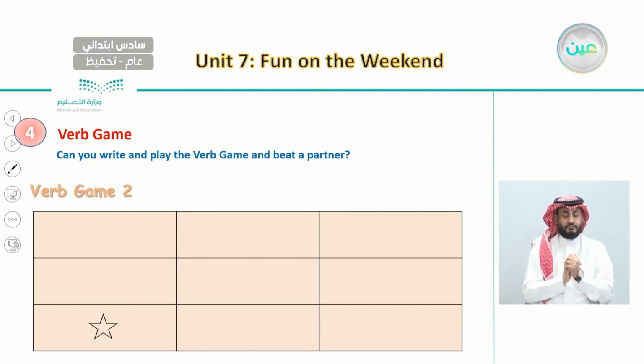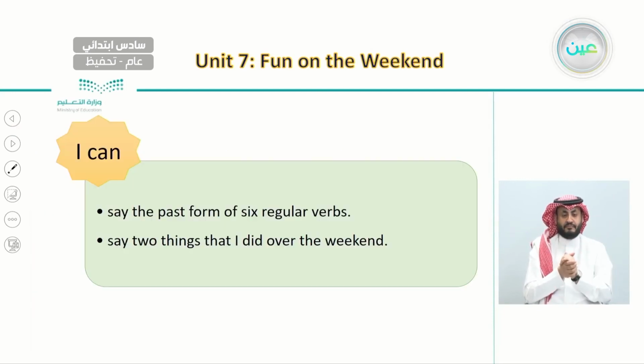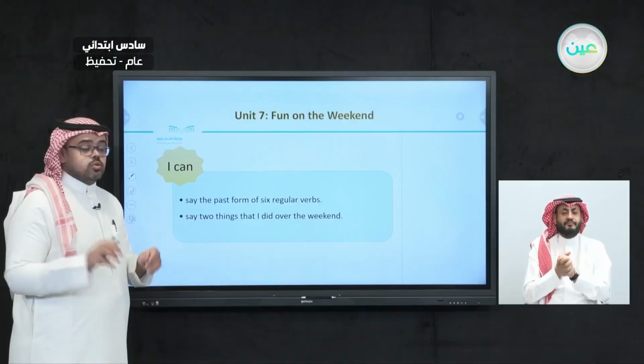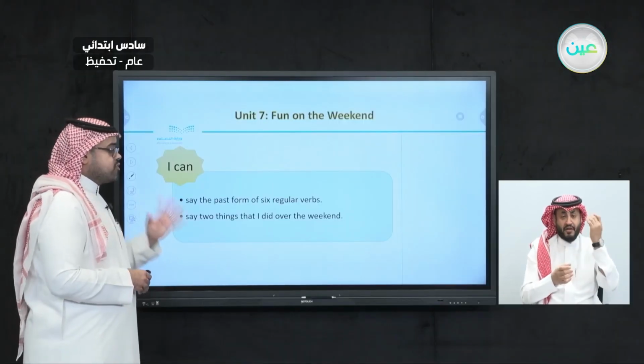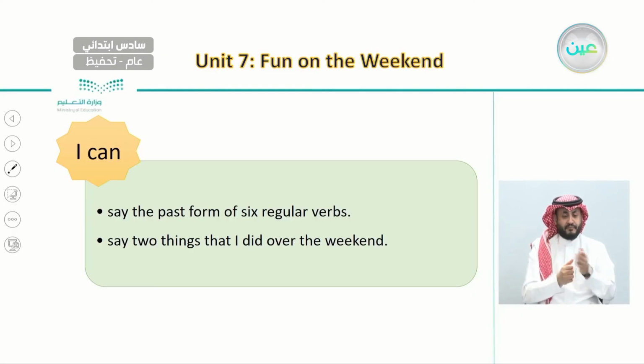Very well. So now we have said all of the 8 sentences and then you will have 8 verbs. I hope that you will be able to write all the verbs correctly. And I will give you a little bit of a hint. They are similar to the verbs in game 1. And now, at the end of our lesson, it's very important that you will be able to say the past form of 6 regular verbs and also to say 2 things that I did over the weekend.